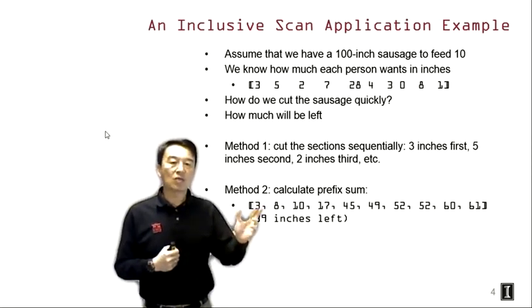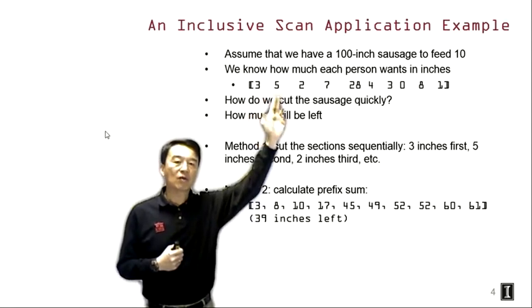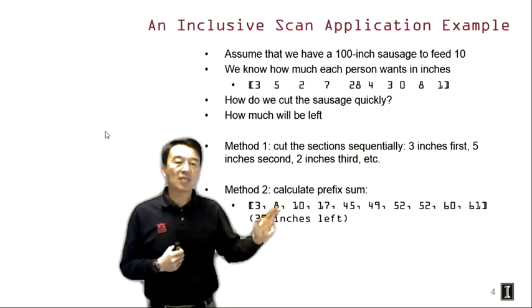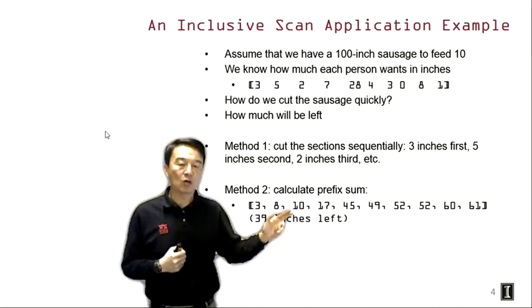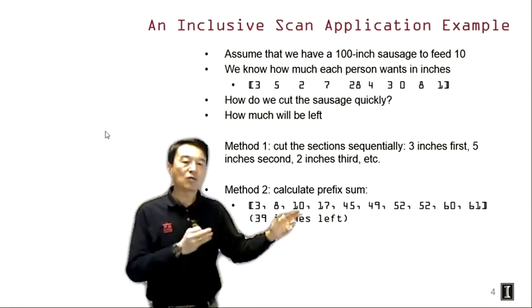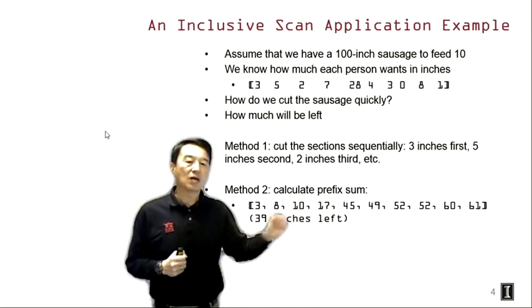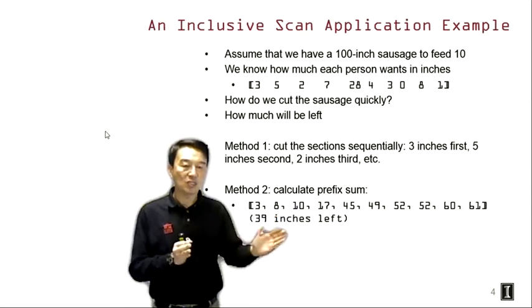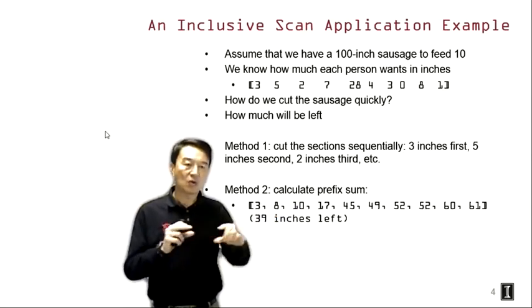So what we can do is, after we get the orders, we have the 3, 5, 2, 7, and so on order, we can do a parallel scan on this sequence and generate a new sequence. So we will get 3, 8 is 3 plus 5, 10 is 3 plus 5 plus 2. So these numbers are the cumulative order amount of all the students up to this position. So these numbers give us the positions that we should cut in the original sausage.